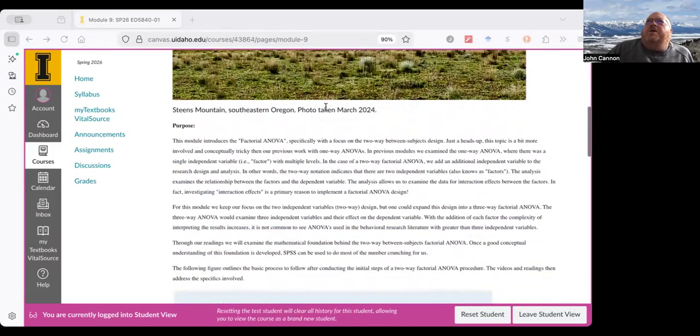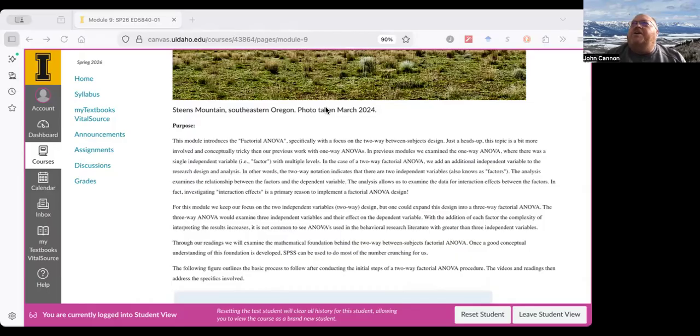So for this module, it introduces the concept of factorial ANOVA, specifically with a focus on the two-way between subjects design. Just as a heads up, this topic is a bit more involved and conceptually tricky than our previous work with one-way ANOVAs. In previous modules, we examined the one-way ANOVA where there was a single independent variable or factor with multiple levels. In the case of the two-way factorial ANOVA, we add an additional independent variable to the research design and analysis. In other words, the two-way notation indicates that there are two independent variables, also known as factors.